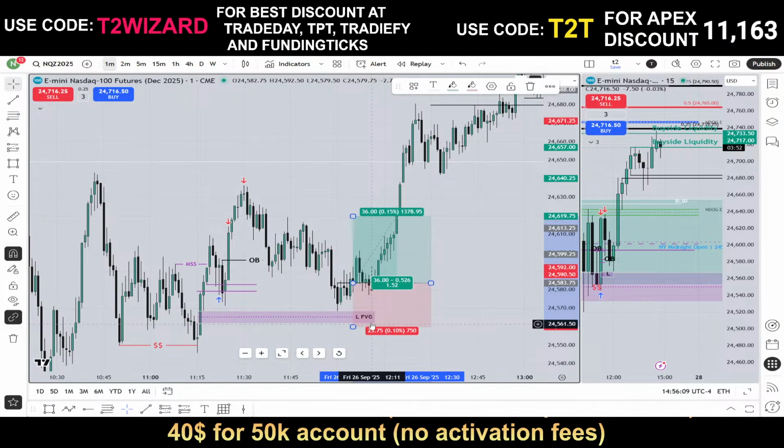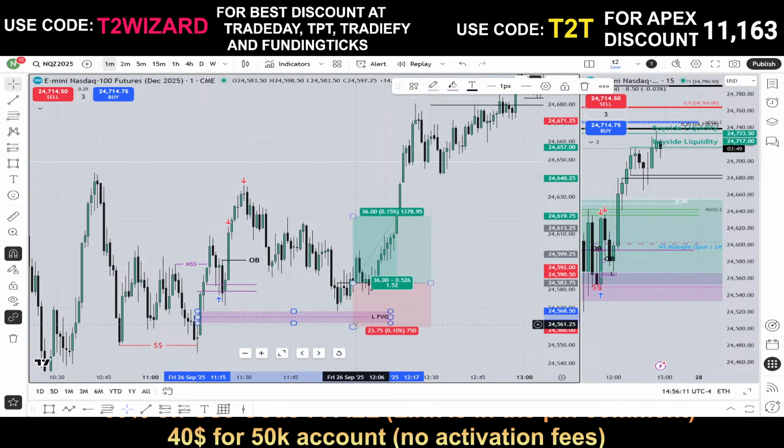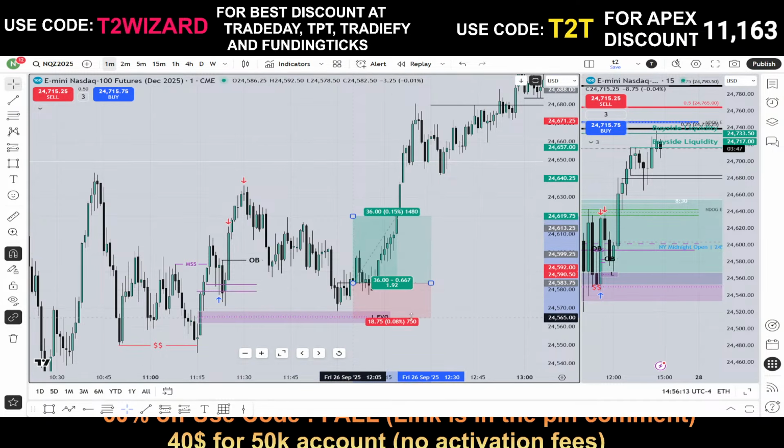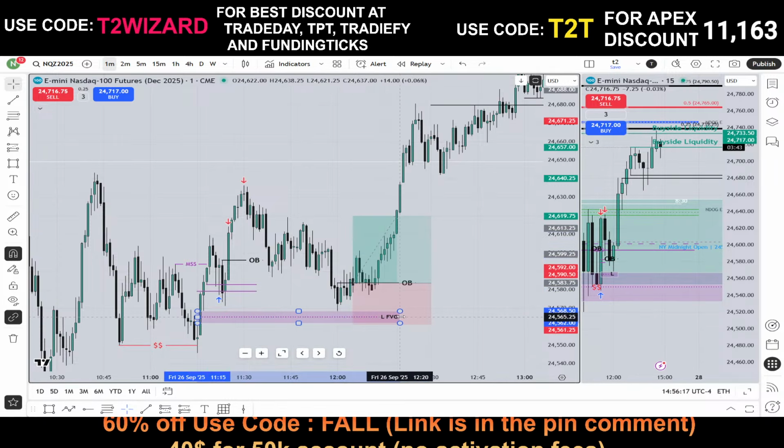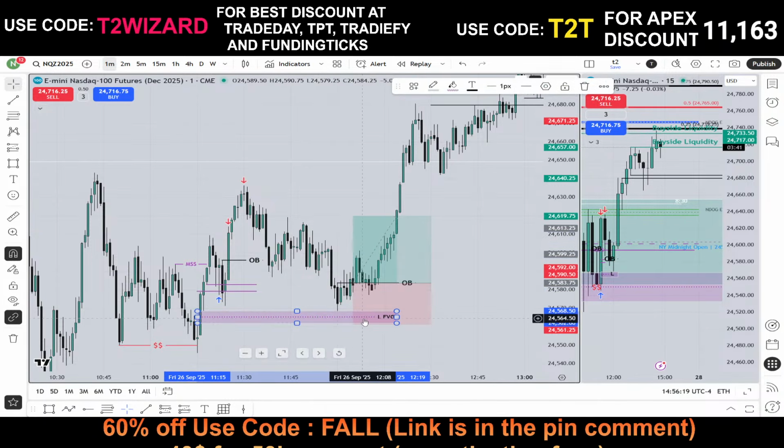Stop loss a bit lower actually, because this last fair value gap you have to cover. In this type of situation you can't just put it below the order block. You can't do that. You have to at least cover the breakaway gap which is here. You have to cover it.